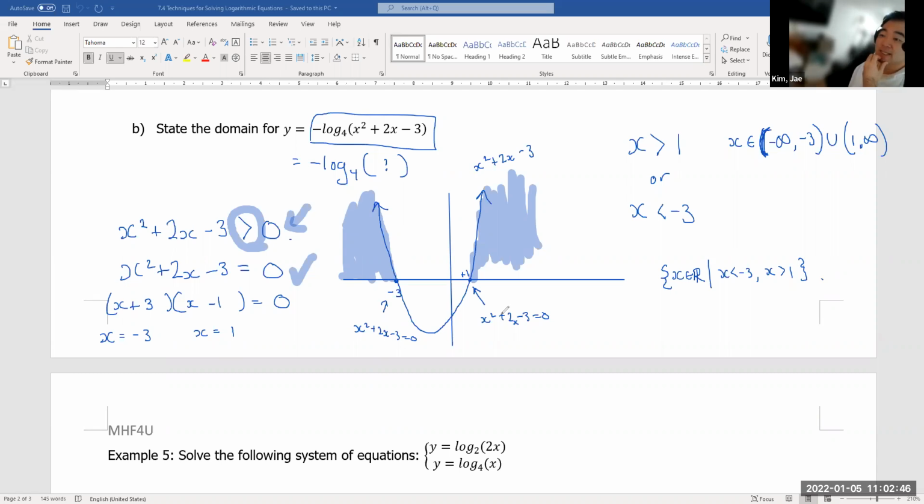All right. Last question. Hang in there. Example 5, I'll raise this page up very soon. It says, solve the following system of equations.